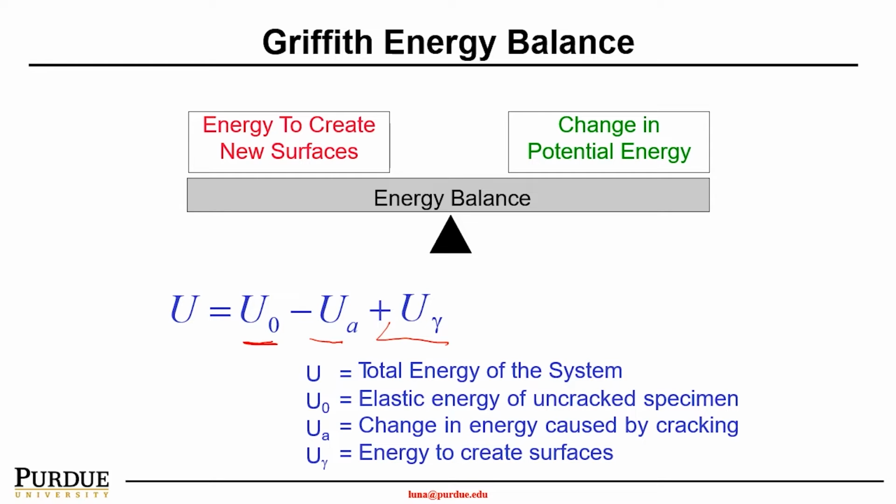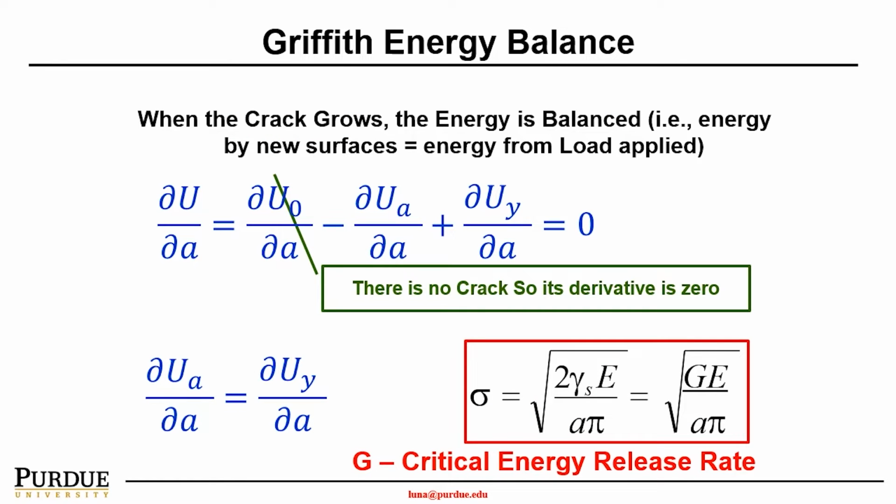In other words, Griffith's theory is that a crack will propagate when the reduction in the potential energy that occurs due to crack growth is greater than or equal to the increase of the surface energy. If the reduction of energy caused by the crack is bigger than the energy to create the surface, then you have the potential for the crack to grow. By looking at the energy balance approach, this is very easy to understand.